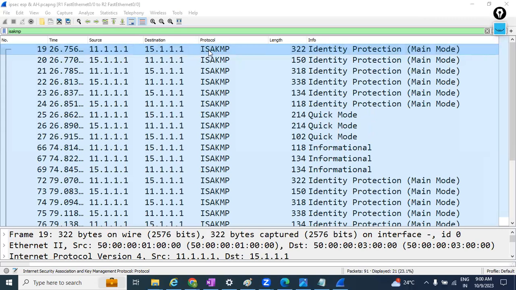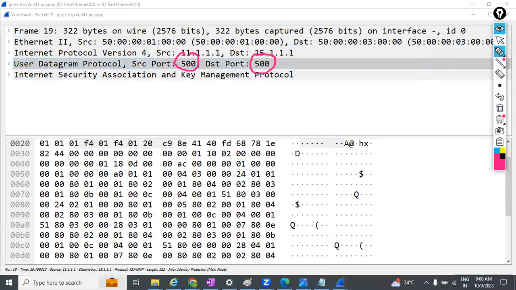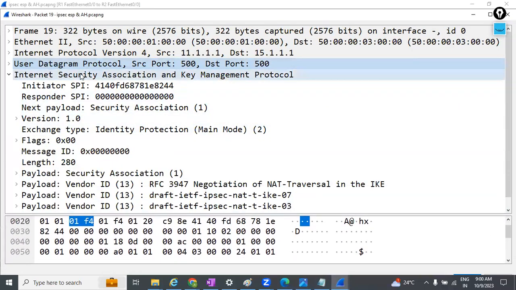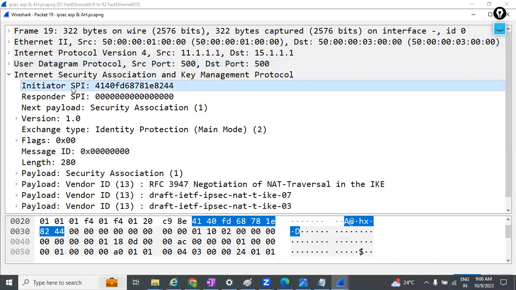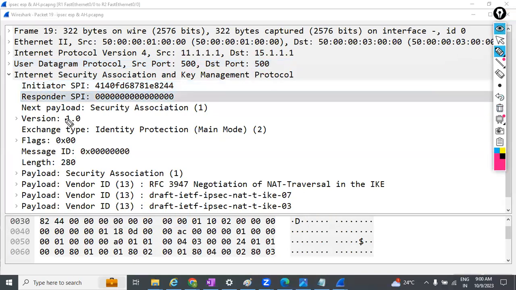So which protocol is it using? ISAKMP. This is UDP protocol number 17, and the port number is 500 and 500. This is how the ISAKMP header looks. The first option is initiator SPI, and the second is responder SPI. Clear? Inside that, the next payload we have is security associations. So how many security associations do we have? I have mentioned on the notepad, 3 options. It can be more than that also, and it could be 1 also. That depends.